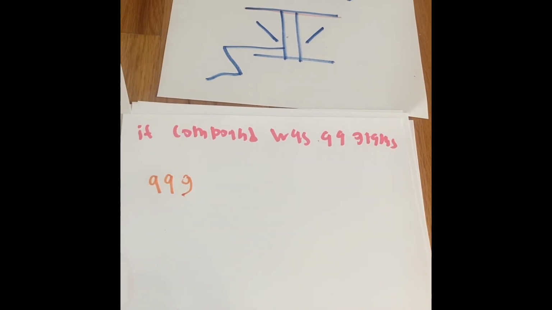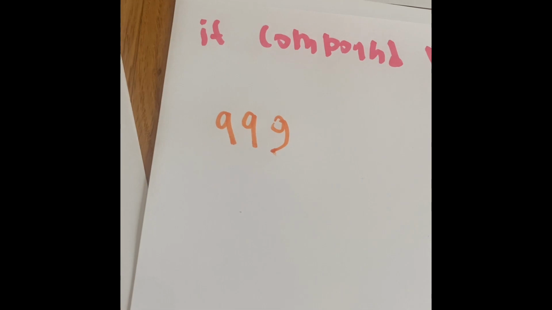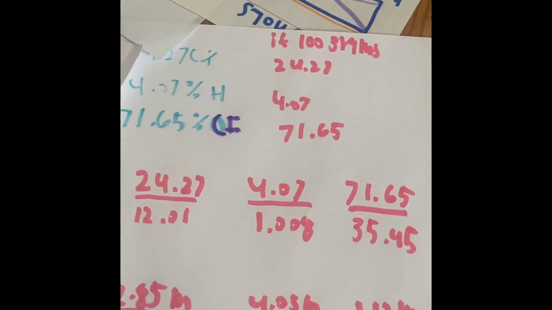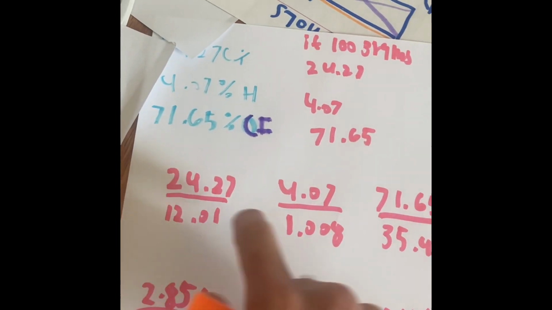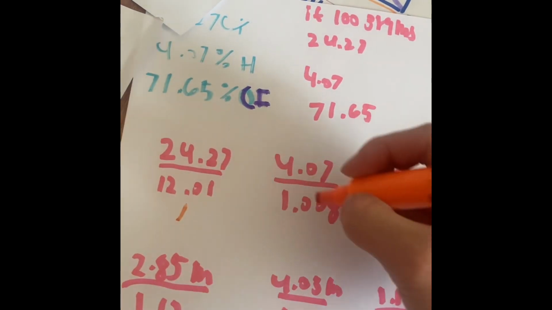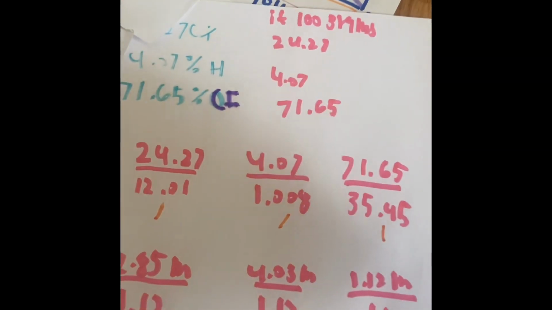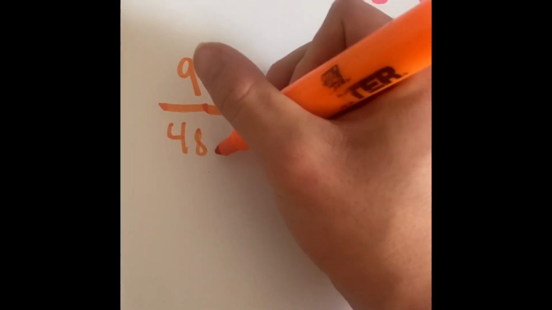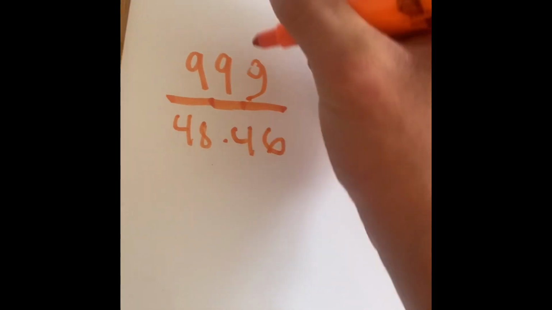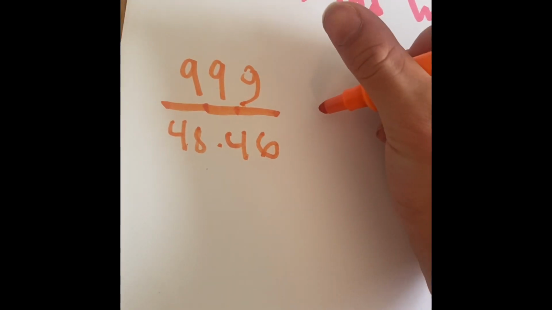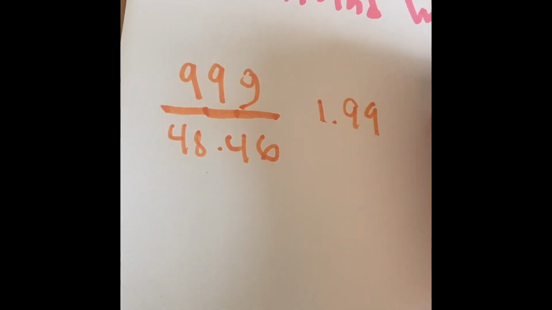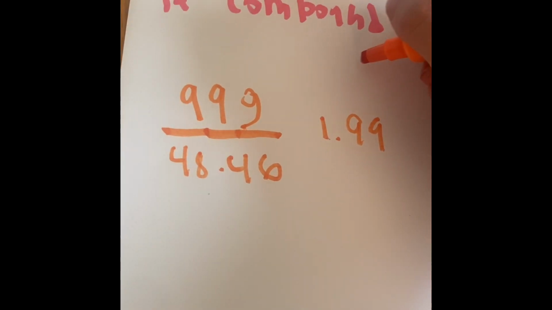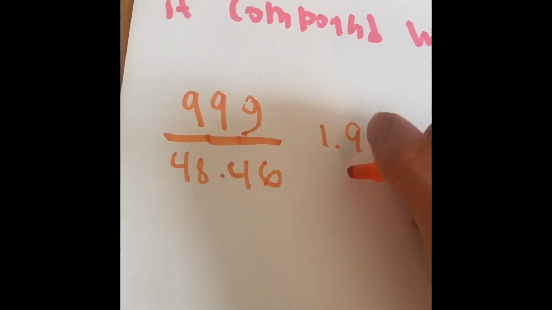Then what we're gonna do is add up all of the molar masses that we got here. We're gonna add this plus that, because these are the different molar masses for each of the different elements. We're gonna get an answer of around 48.46. 99 divided by 48.46 is going to bring you to around 1.999164. But since this is more than 0.9, we are allowed to round it to 2.